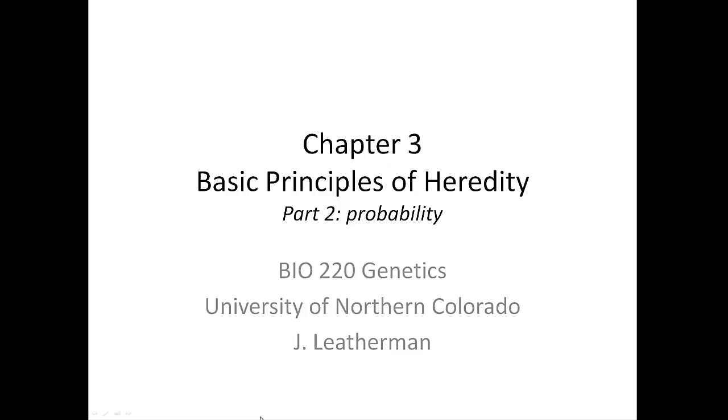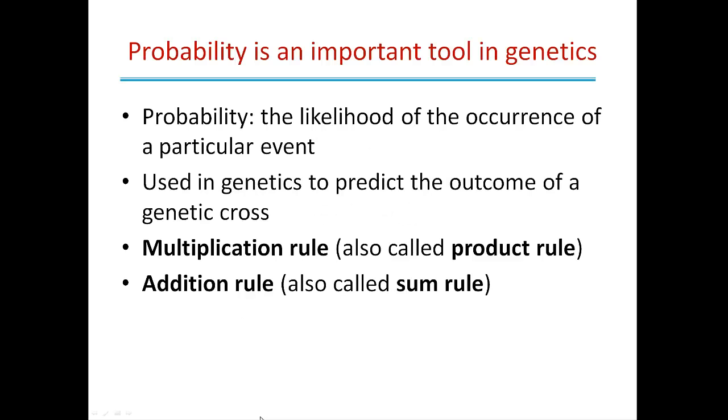This video will look at the basic principles of heredity, focusing in on using probability to solve genetic problems. So the use of probability is very important in genetics. Probability is simply the likelihood of a certain event occurring, and we're going to use it in genetics to predict the outcome of genetic crosses.